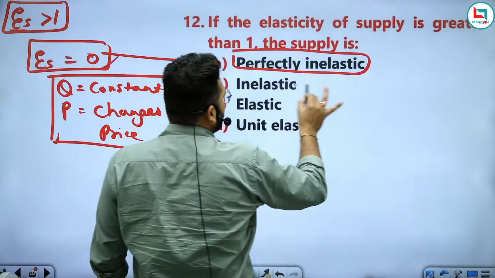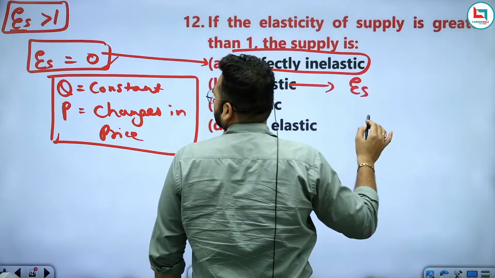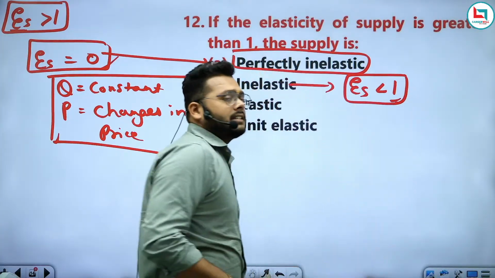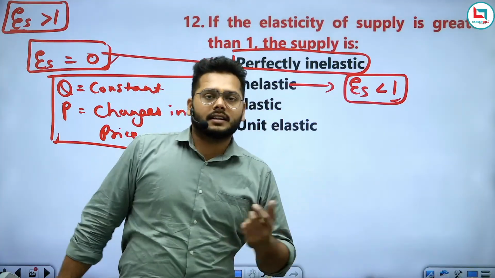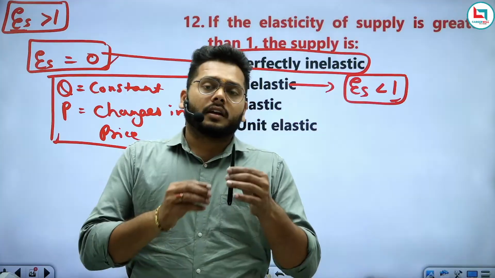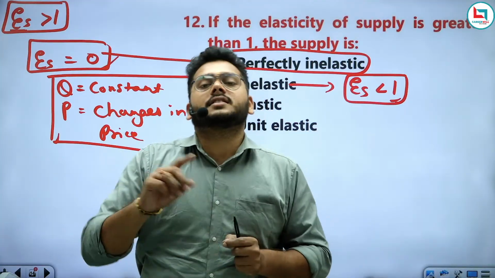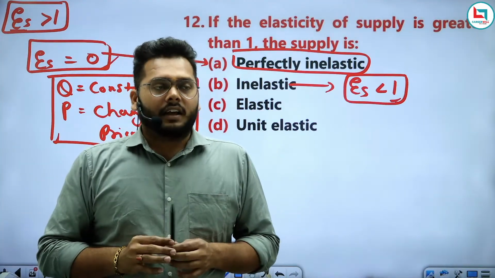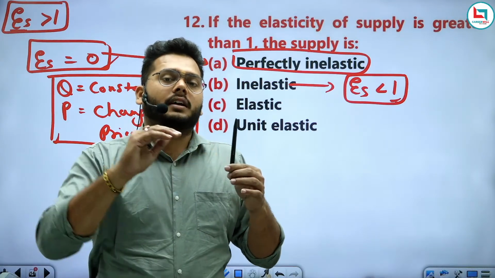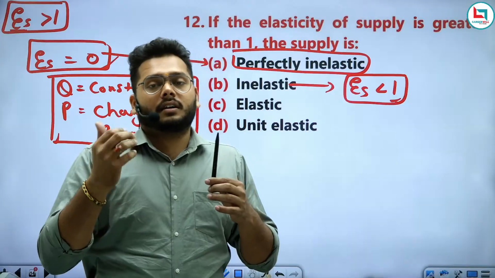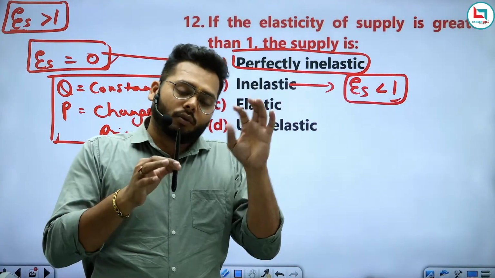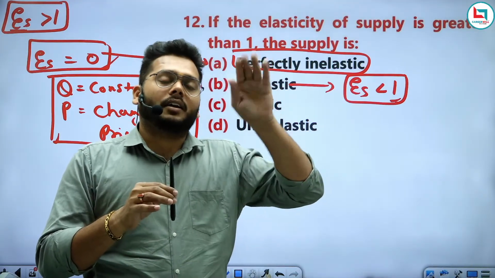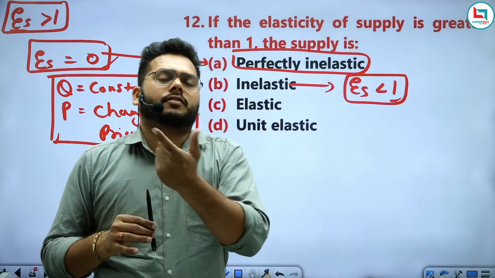Now what do you mean by inelastic? Inelastic means when ES is less than 1. It means the change in supply is less than the change in the price. Let's say if there is an increase in the price of this marker by 10%, in response the quantity supplied by the producer of the marker increases by only, let's say, 3% or 4%.